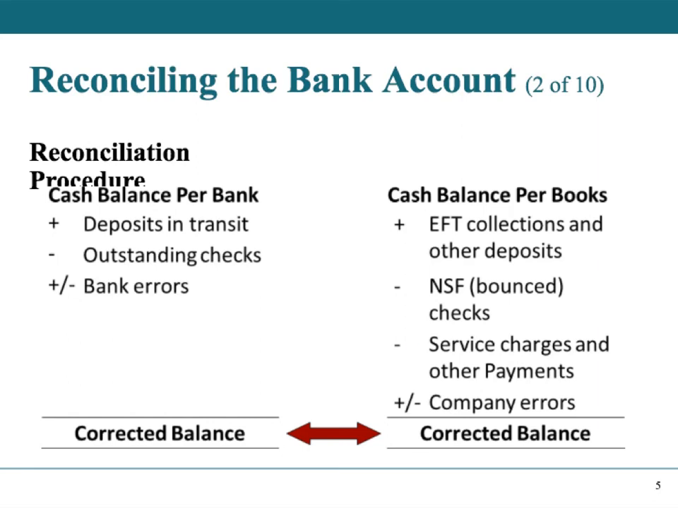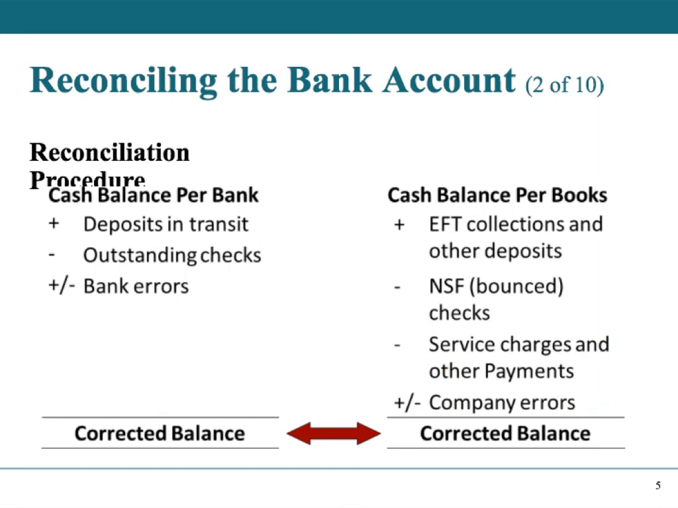Then I could also have service charges and other payments with a minus. So the bank could charge me ATM fees. Maybe you drove through somewhere out of town and here's $2 you had to pay. Or maybe it's check printing charges. Or maybe you have a safety deposit box in the bank and they charge you $25. Or maybe it's another $5 fee because you're below a certain limit. So it could be things like that. And again, you could have your own errors.